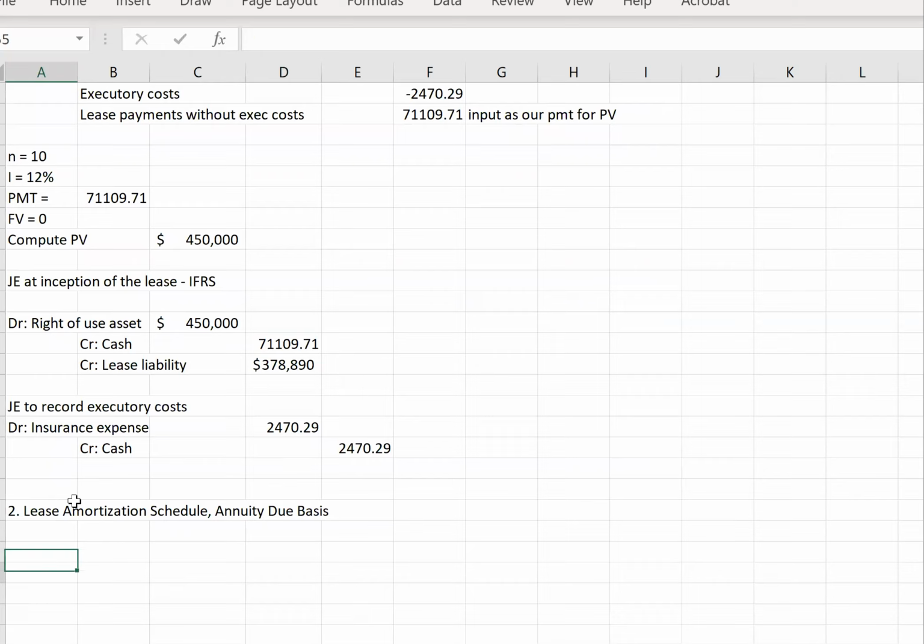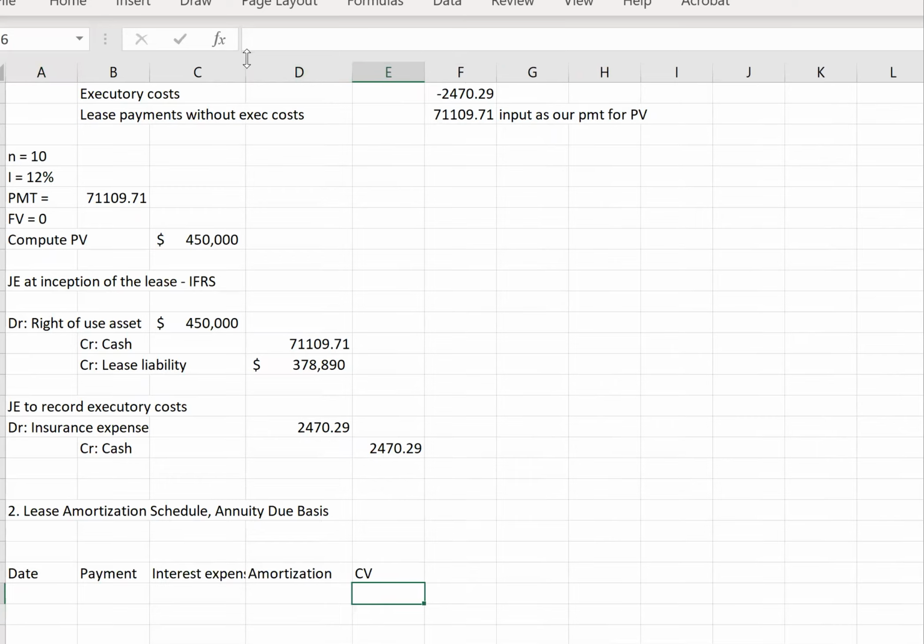So we're going to have date. We're going to have payment. We're going to have interest expense. And we're going to have the amortization. And then we're going to have the carrying value. Okay, so let's talk about these items here. So what is going to go into these columns?